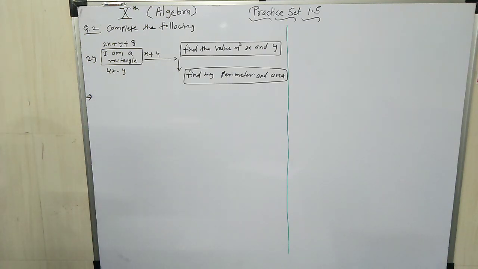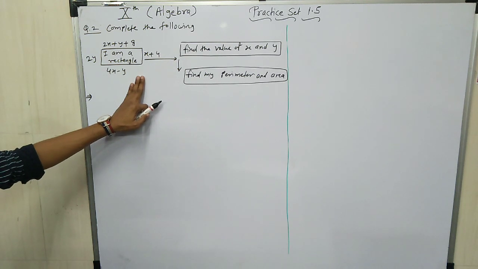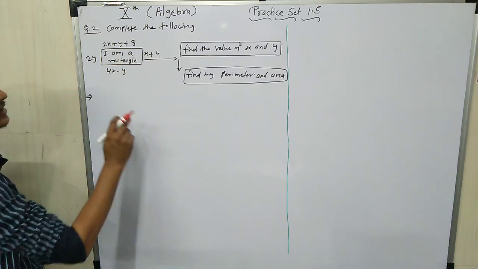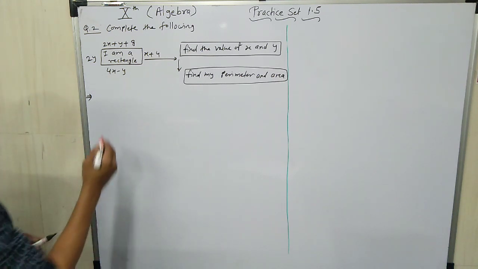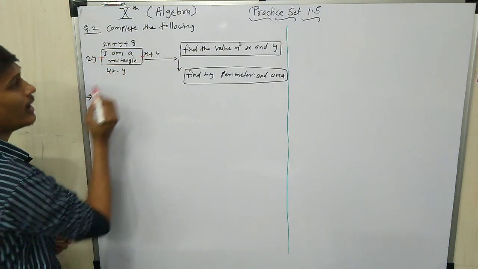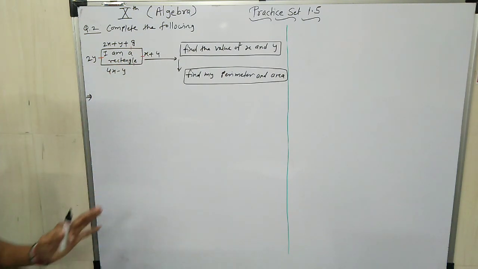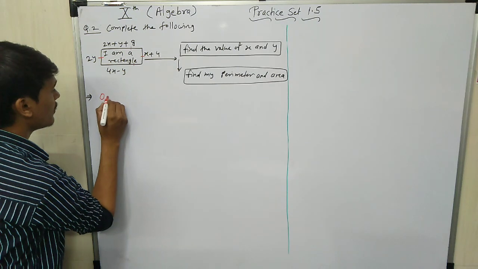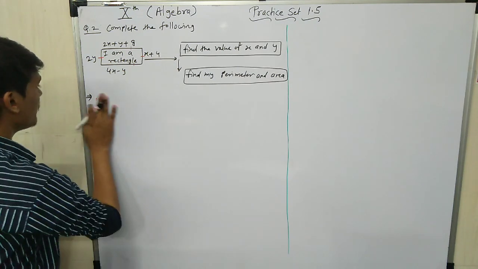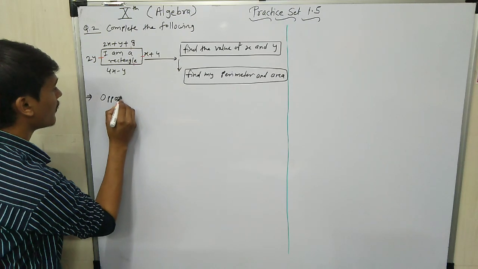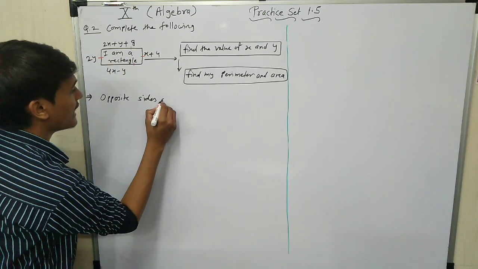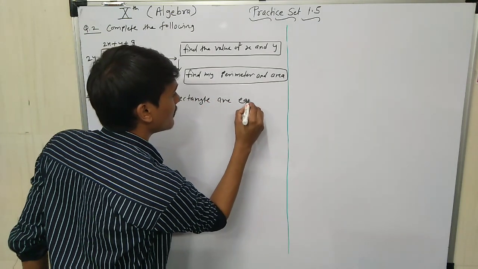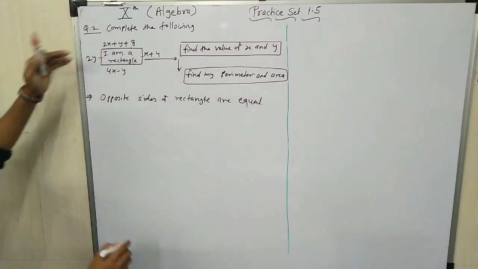First, you know there is rectangle property. What is the property? Property is opposite sides of rectangle are equal. Opposite sides of rectangle are equal means what? These sides and this side will be equal, and this side and this side will be equal. Then first condition we apply, then write down here also opposite sides of rectangle are equal.